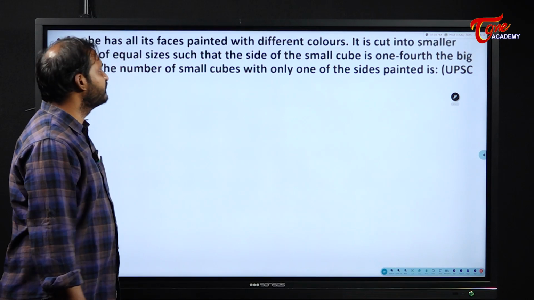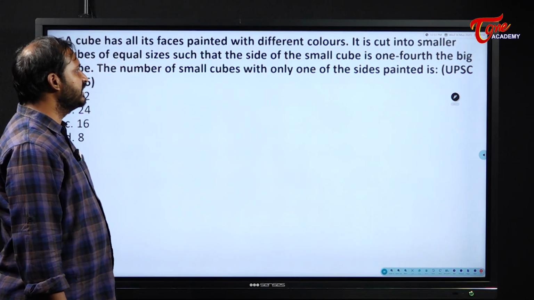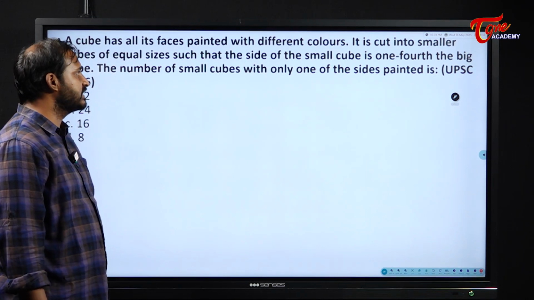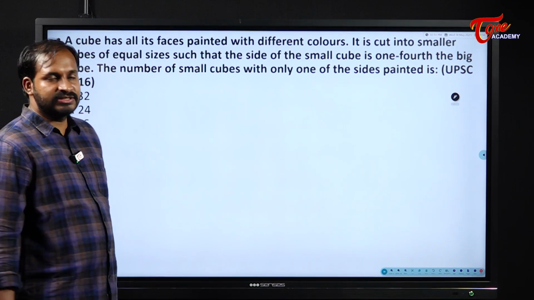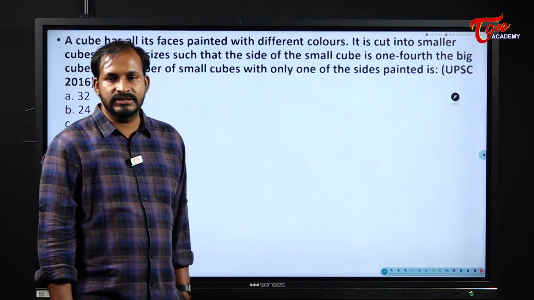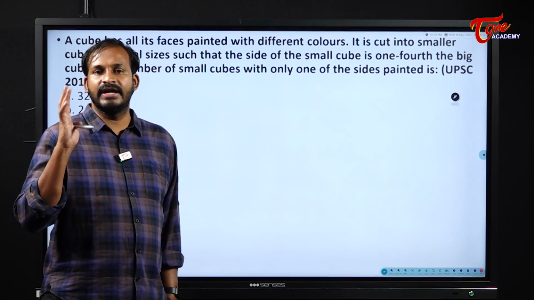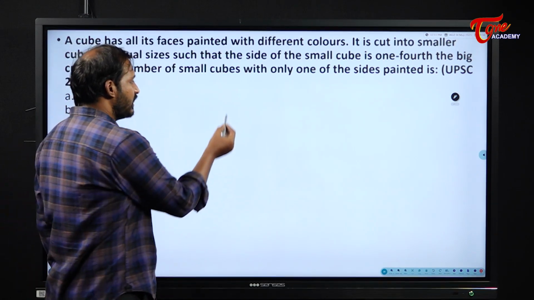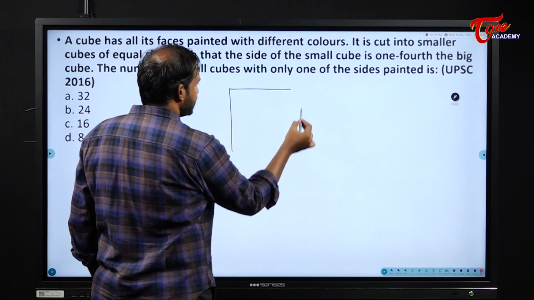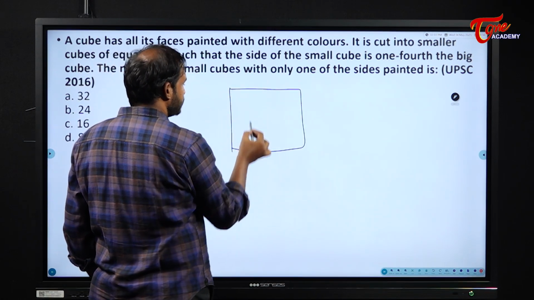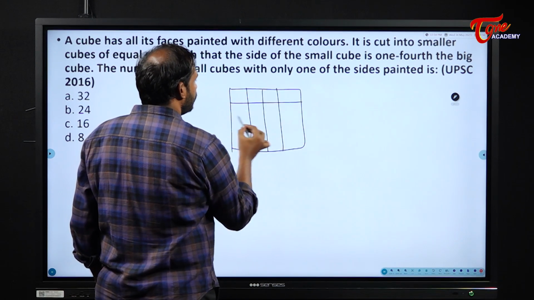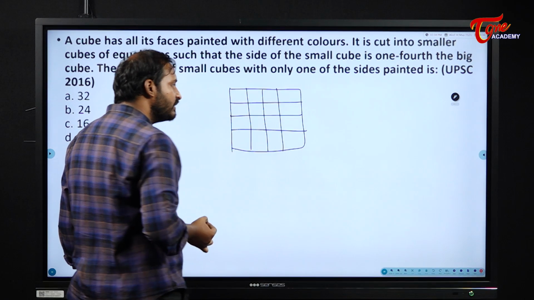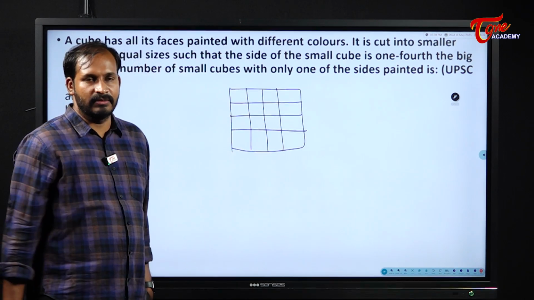A cube has all its face space painted with different colors. It is cut into smaller cubes of equal sizes such that the side of the small cube is 1/4 of the big cube. See here students, these 1/4 means how many cubes? One face is divided into 4 cubes. One face is, the size is divided into 4 equal parts. So only 3 cuts are enough to make it into 4. Whenever there is a cuts, then be careful, else in a normal manner.